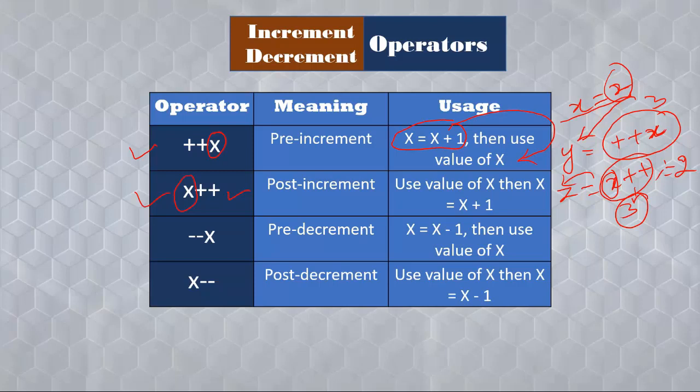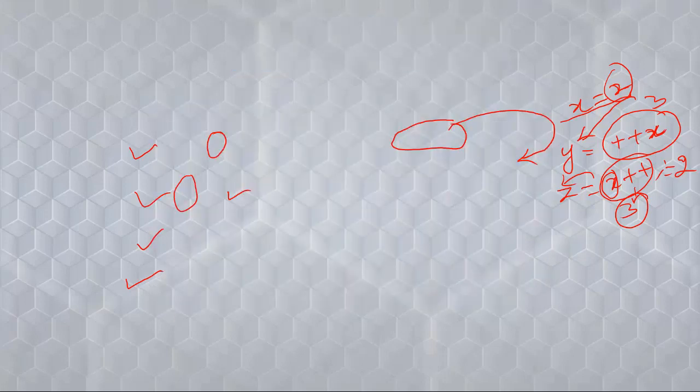So this is how we use the pre-increment and post-increment operators. Similarly, we can use the pre-decrement and post-decrement operators, which are used to subtract a number from a variable x and then use the value of x, or use the value of x then decrement it by 1. These are equivalent to the increment operators. The only difference is that they decrement the operand by 1. So these were the increment and decrement operators that are available in JavaScript. Let us now move to another category.